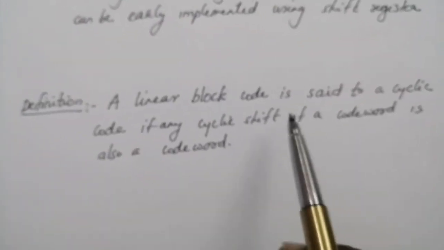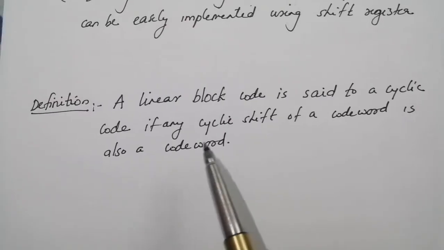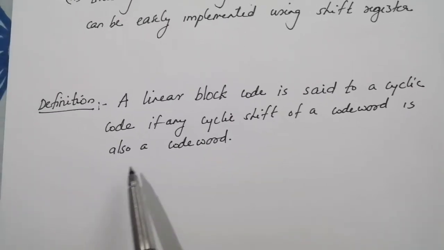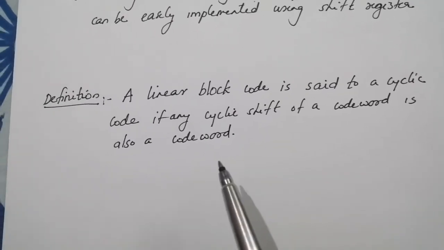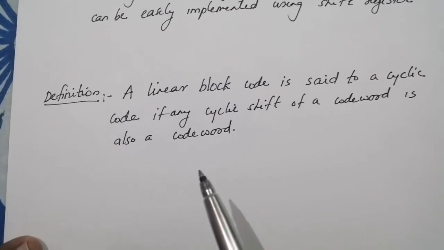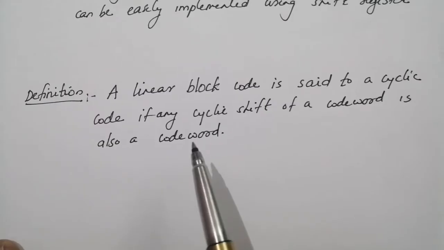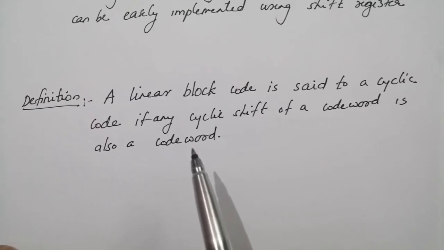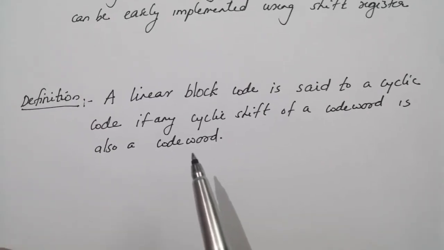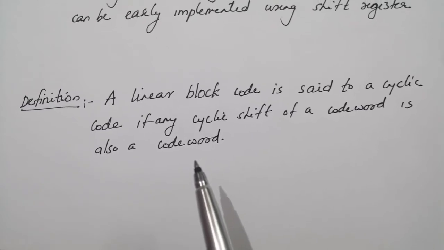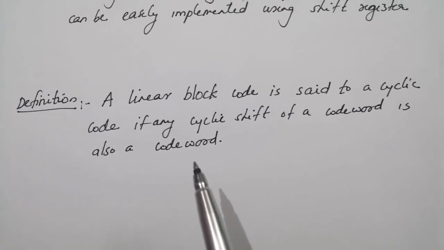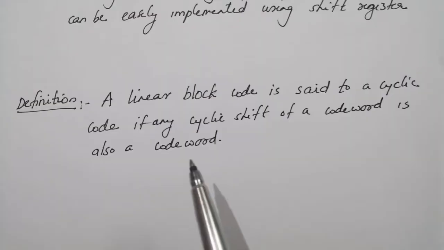A linear block code is said to be a cyclic code if any cyclic shift of a code word is also a code word. As we know, a linear block code will satisfy the linearity property, which means that if you add any two code words, you will get another code word, right? The cyclic property says that if you make a cyclic shift to the code word, you will get another code word.